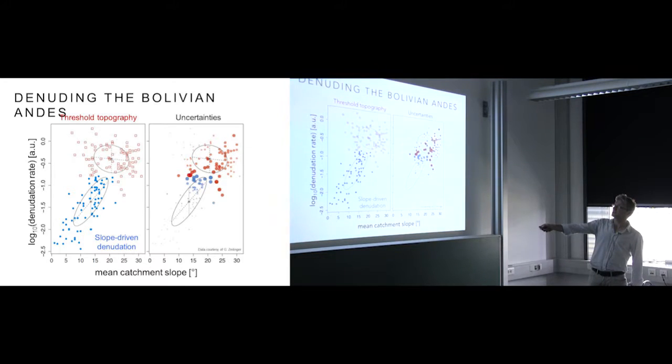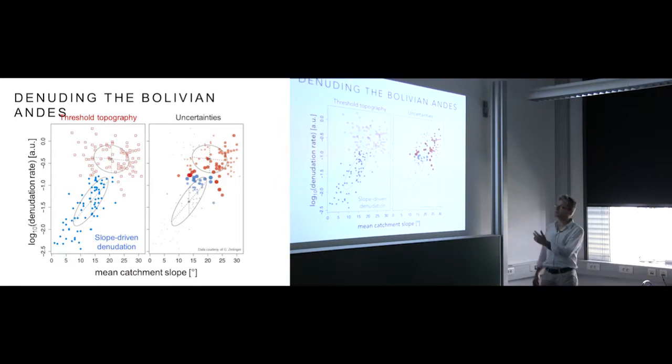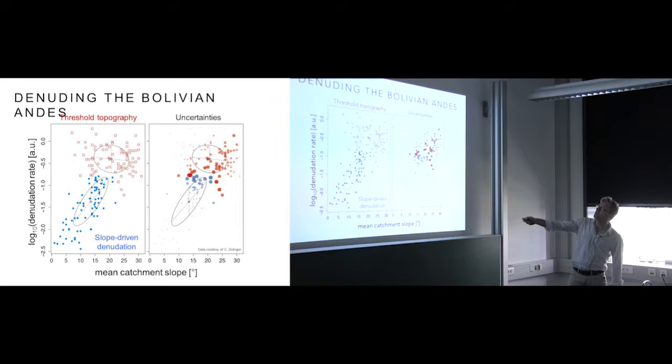This is the same plot, the same data. The bigger the circles, the higher the uncertainties are. So if you wanted to tease out some information out of these denudation rates, you could say somewhere up here, topography won't help us anymore to give us unbiased information about denudation rates. Okay?